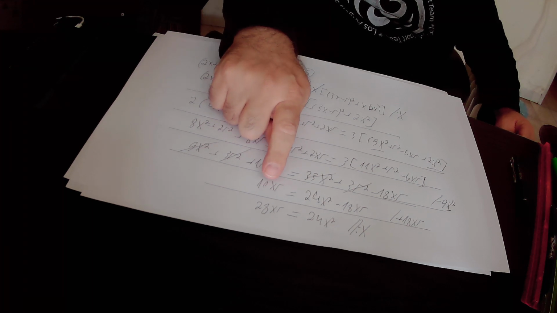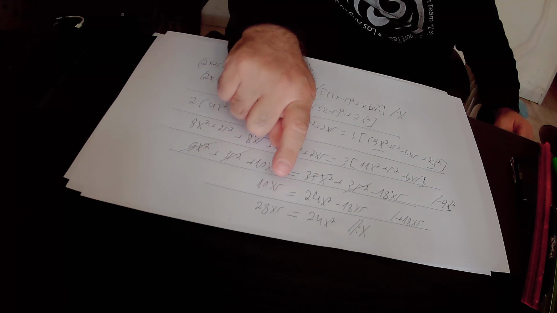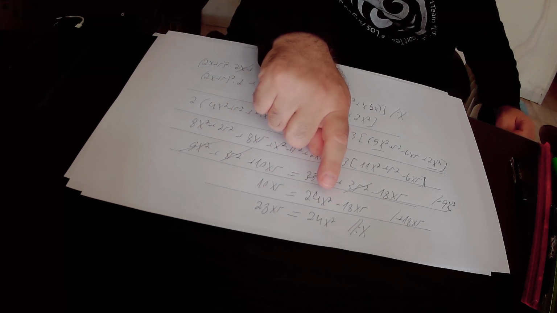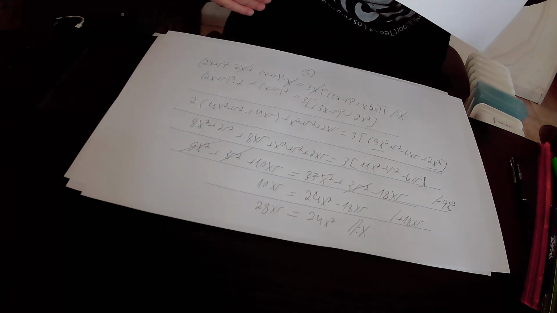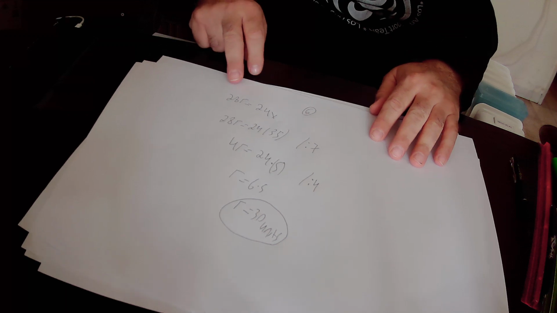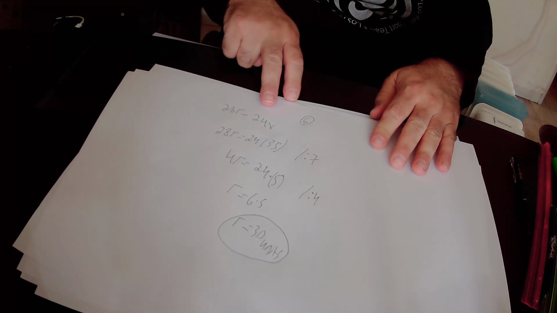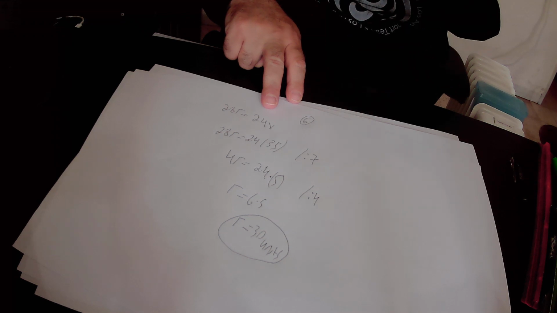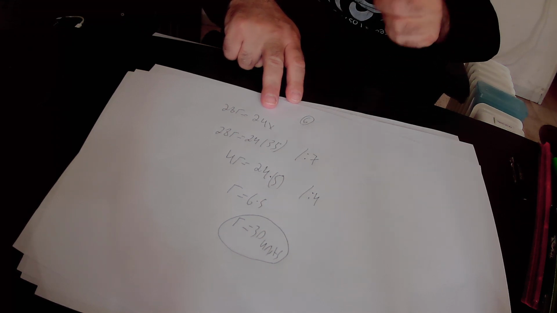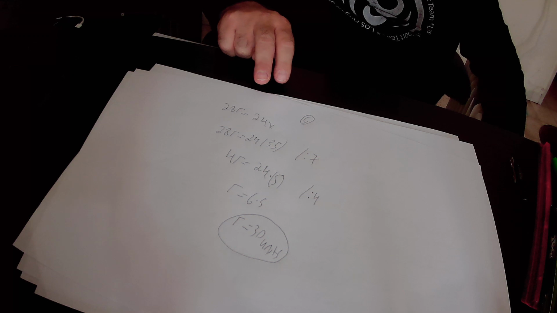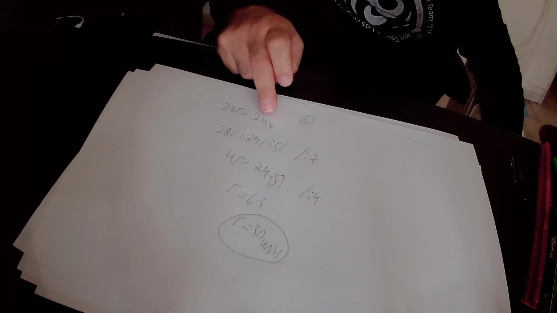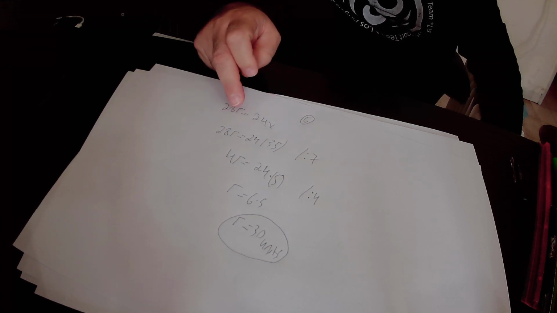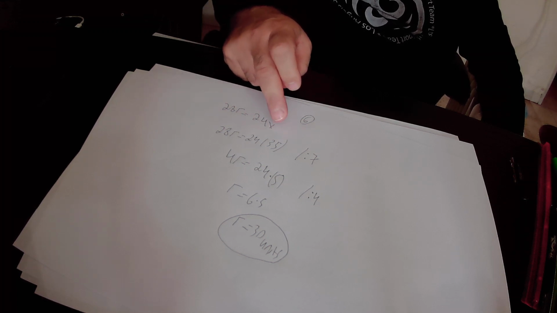Here we divided this equation by x. 28xr over x is 28r, and 24x squared over x is 24x. So in conclusion, we found out that 28r equals 24x. Here we substitute x by 35 because according to our definition, 35 equals x. And we got that 28r equals 24x, and x is 35. So we found out that 28r equals 24 times 35.